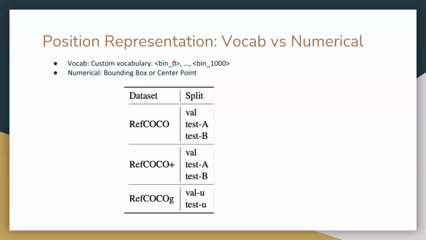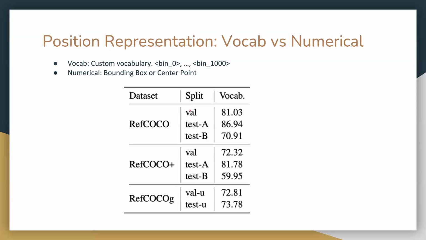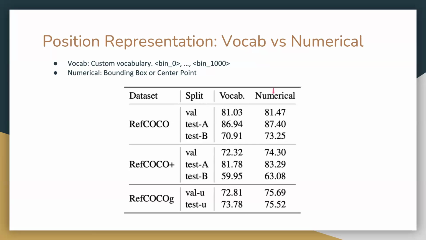So to perform this experiment, they took Shikra and trained it only on referring expression comprehension data sets, and then evaluated on these referring expression comprehension data sets listed here. First, you can see the results for the custom vocabulary approach. And here you can see the results for the numerical approach, where it consistently outperforms the vocabulary approach.